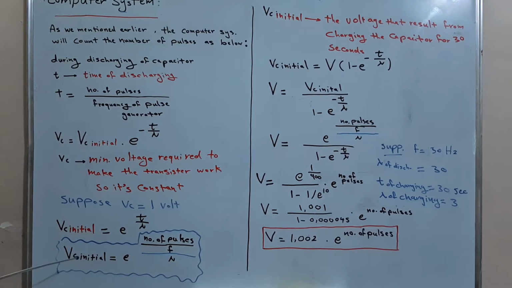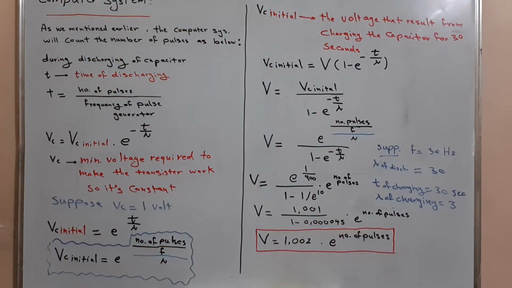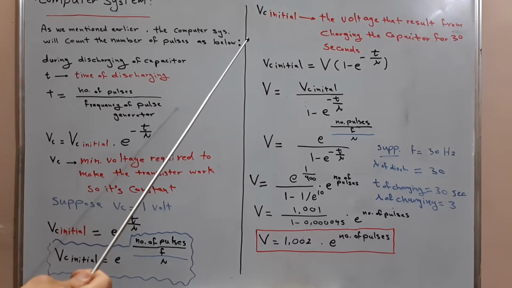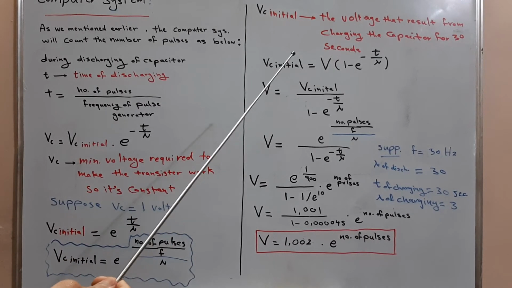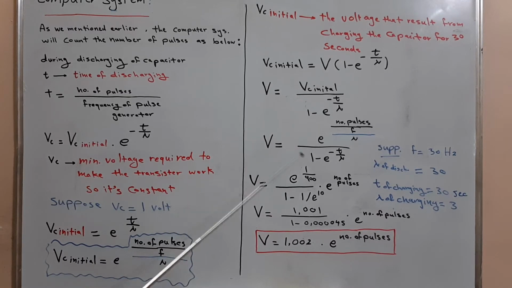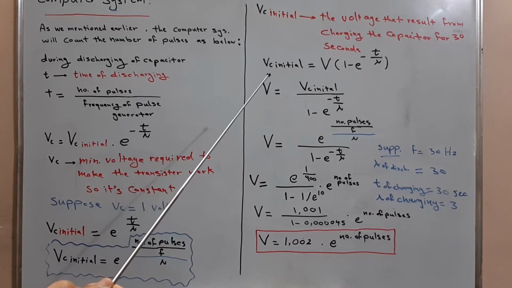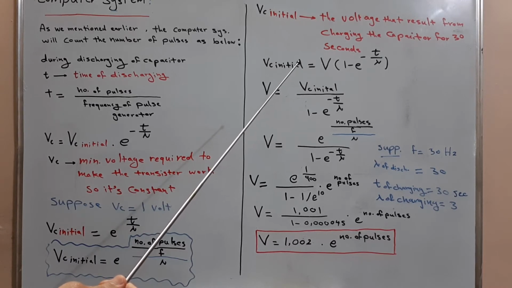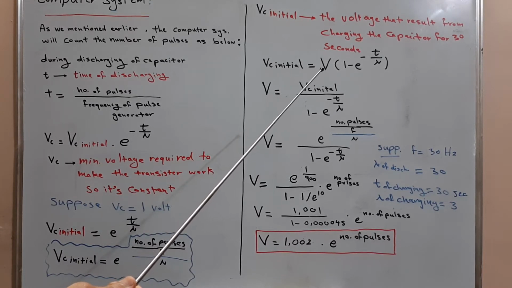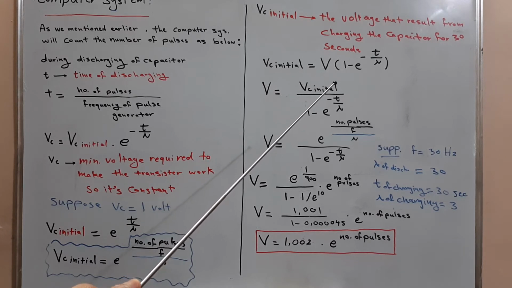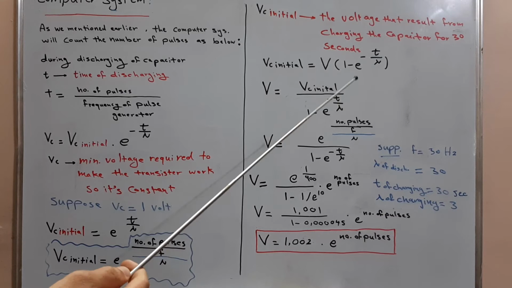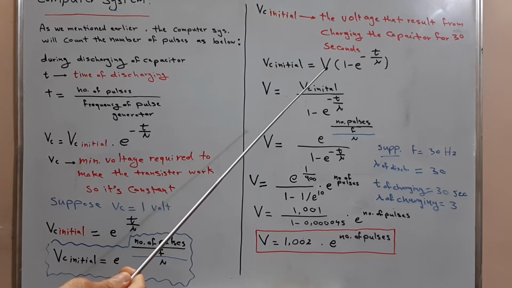So Vc initial is equal to e to the power of number of pulses divided by the frequency of the pulse generator, and the whole value will be divided by gamma of discharging. And Vc initial is the voltage that results from charging the capacitor for 30 seconds. So Vc initial is equal to V, which is the voltage that we want to measure, multiplied by 1 minus e to the power of minus t divided by gamma, and both these values are for charging.